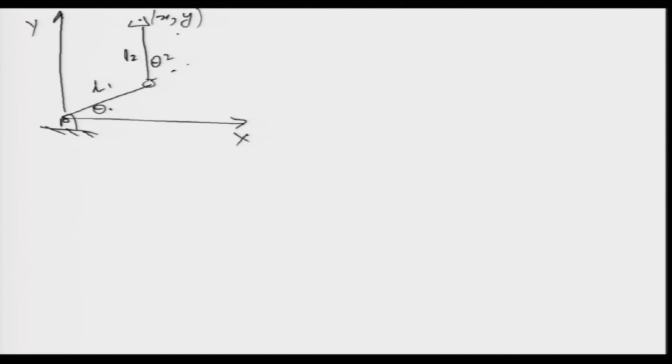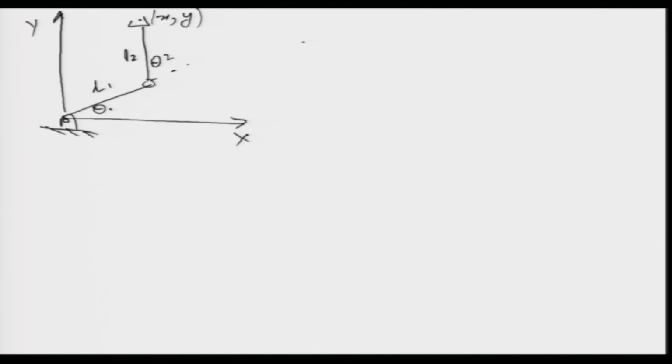So, this is my two-link manipulator, and this is my x axis, and that is my y axis. And this is theta 1, this is theta 2. The link lengths are L1 and L2, and the end effector position coordinates are x and y. Now, what I want to do is find a relationship between the joint velocities and the end effector velocities. In order to do that, what I need to find is a relationship between the joint positions and the end effector position.